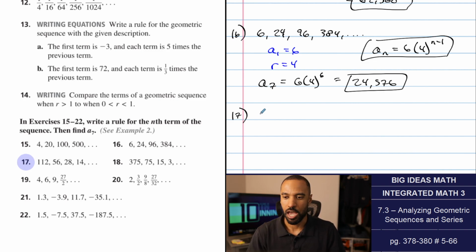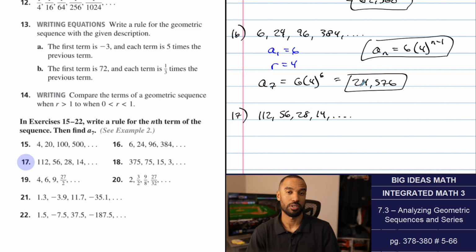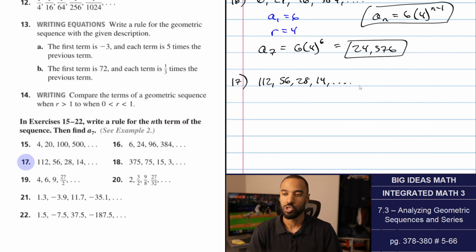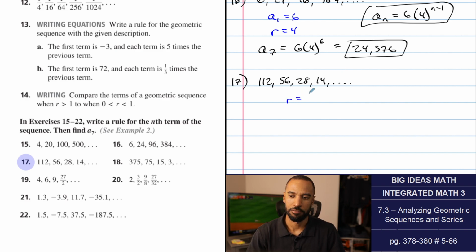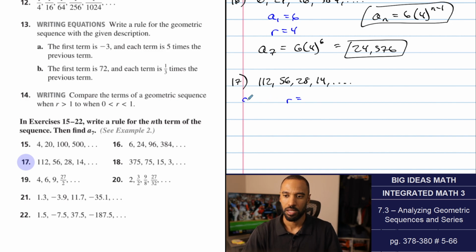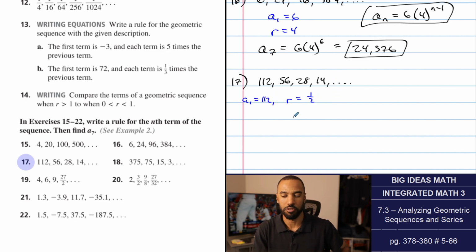This time we're dealing with a common ratio that is of some form of fraction because we are dividing, which means we're multiplying by a fraction. Check the smaller numbers to see it. 28 divided by what is 14? 28 divided by 2. So we are multiplying by 1/2. Our first term is 112. Our common ratio is 1/2 or 0.5.